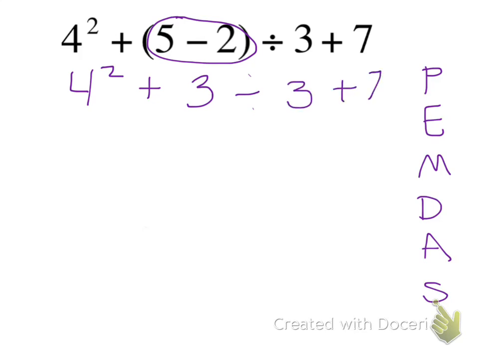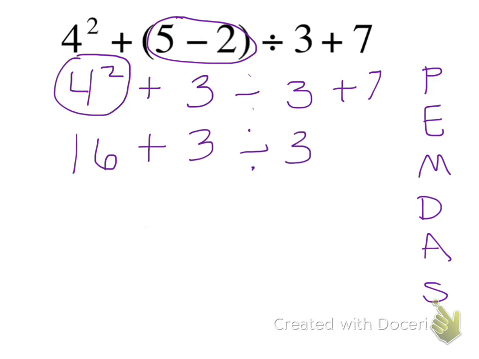Next, when I look at my order over here, I'm checking for E, which is exponents, and I do see that right here. So again, circle it, 4 squared, or 4 to the second power, equals 16. Bring everything down. Sorry for my sloppy writing on this thing.